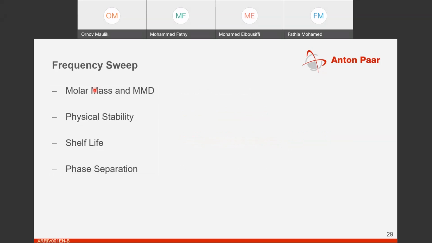So the advantages of frequency sweep is, of course, it can give you the molecular mass, and it can also give you the molecular mass distribution. It can also tell you about physical stability. Physical stability is especially important when you are storing your product for a long time, like paints and coatings, so it is really very important to have some idea about the physical stability of that product. Now, frequency sweep, being a time-dependent study, can give you an idea about that.